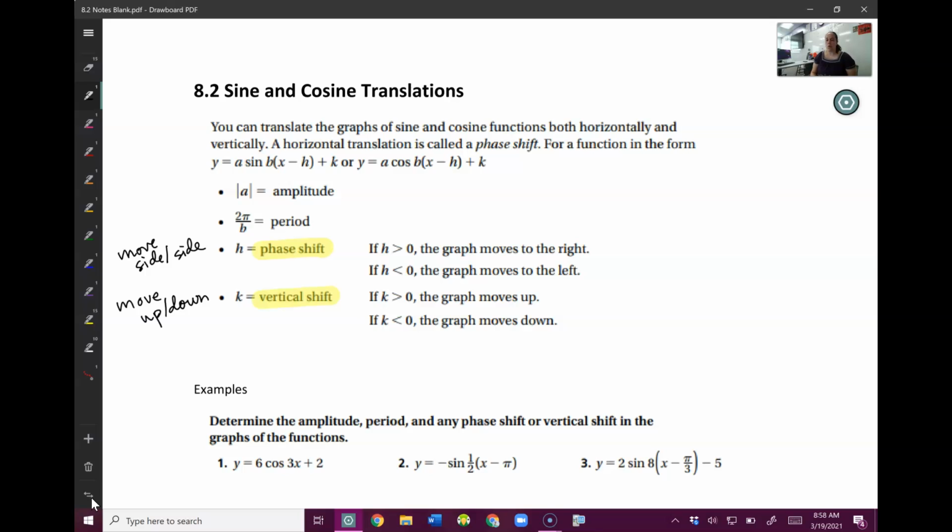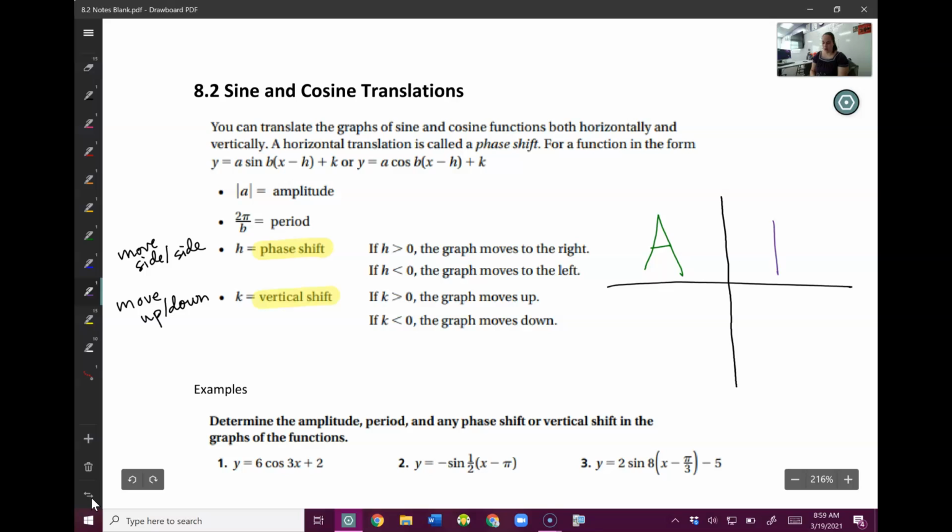Now, to help you get this down, I'm going to create a table to help you understand all of this stuff. And I want you guys to write this in your notes. So we have this table here. In the top, I'm going to put what we learned last time: our amplitude and our period.